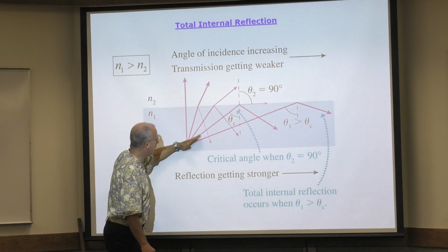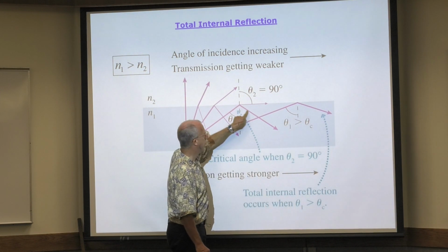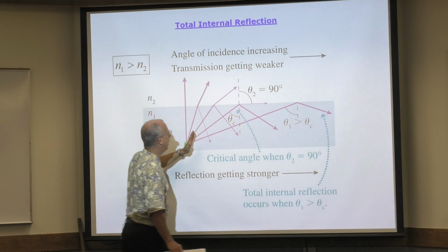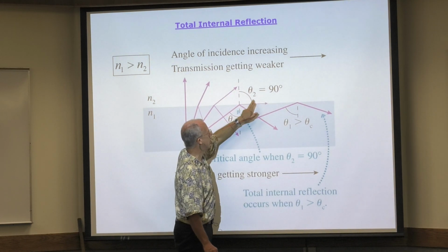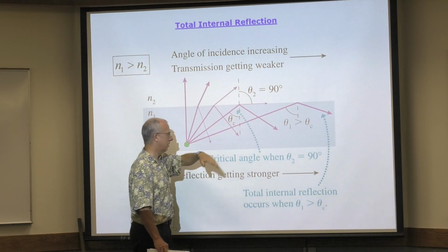Okay, go even further, and you can see that a lot is reflected, and this is refracted. But notice, this angle of refraction is 90 degrees. So we can call that theta critical. I'll explain why in a minute.